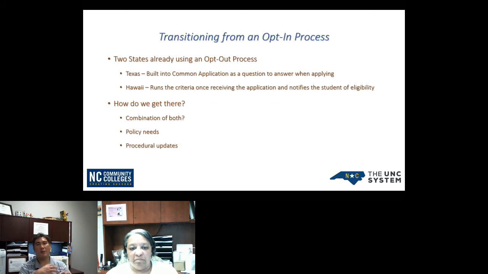very similar to our administrative graduation report, very similar to our finish first process, where we look at the data, we see that they've earned a credential, and then we notify the student, let them know that they've earned it. So how do we get there as North Carolina? It could be a combination of the both.